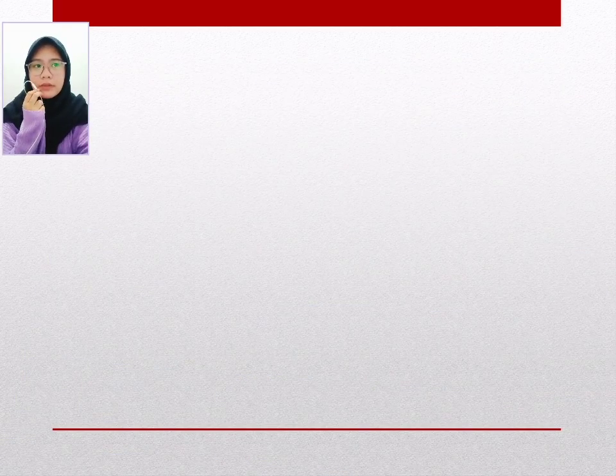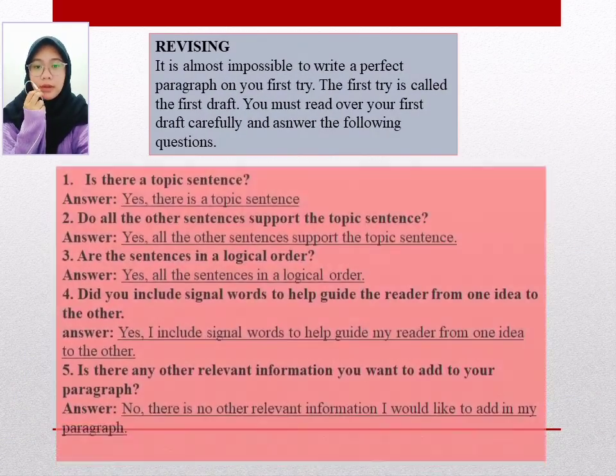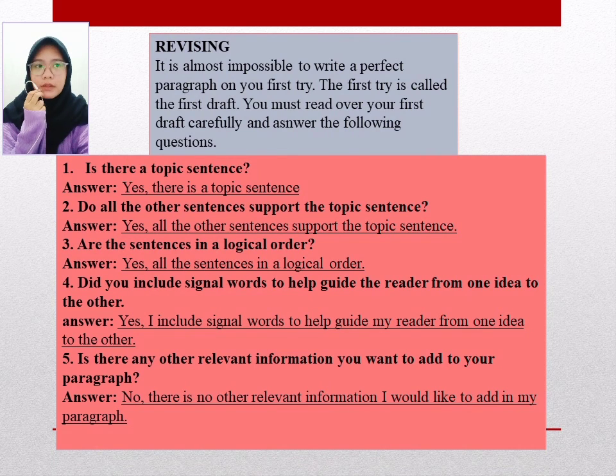So guys, we will revise my paragraph later. I will tell you a little bit about revising. It is almost impossible to write a perfect paragraph on your first try. The first try is called the first draft. You must read over your first draft carefully and answer the following questions.